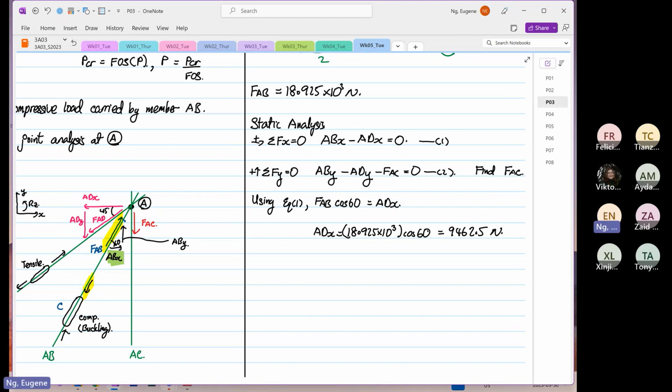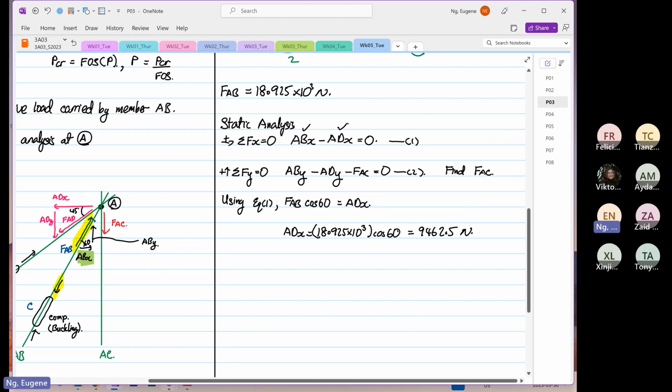Let me do it again. Cos 60 times 18.925 power 3, 9462.5. So that is our ADX. Okay, so by knowing our ADX, we have known what is our ADX, and we also know what is our ABX. So this is also equal to our ABX.